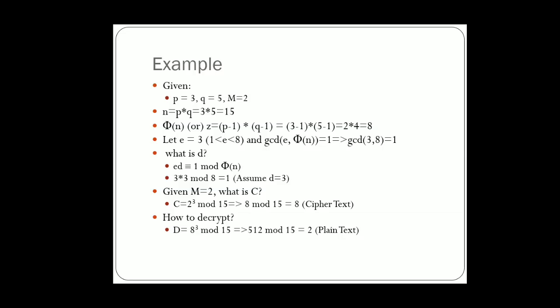Next is the decryption process. From this decryption process, we can check whether the original plaintext is obtained or not. M equal to C to the power d mod n. So C is 8, d is 3, the n value is 15. So 8 to the power 3 mod 15 equal to 2. This converts the ciphertext back into the plaintext. In this way, the RSA algorithm is used to encrypt and decrypt the message.